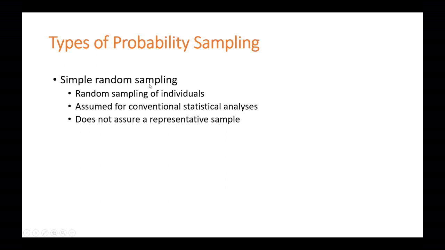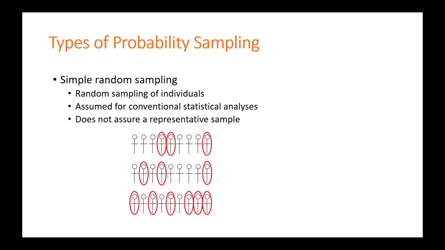However, this random sampling method does not assure a representative sample of your general population. So if your target population is, let's say, a minority group, then even if you do simple random sampling, there is no surety that your particular sample is a representative sample of the minority group.